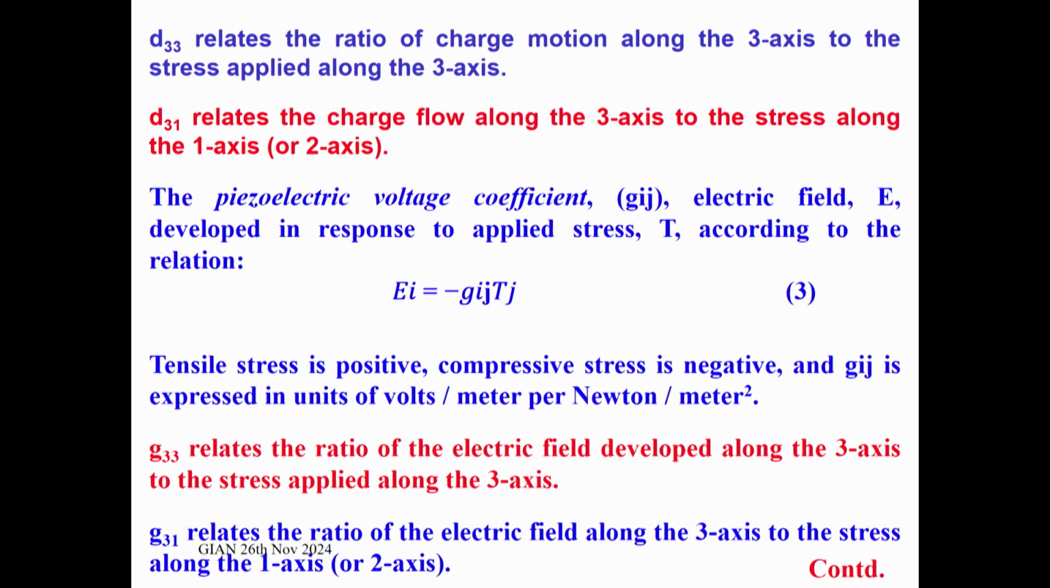Now, similar to D33, there is a term called G33. G33 is a piezoelectric voltage coefficient which relates the ratio of the electric field developed along the 3 axis when stress is applied along the 3 axis. Similarly, there is one more, G31, which relates the electric field along the 3 axis to the stress along the 1 axis.